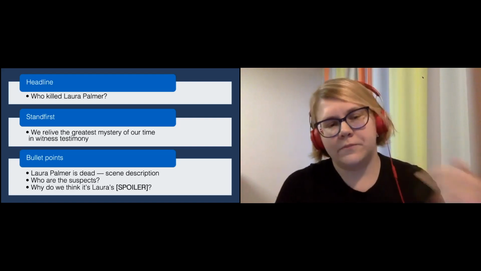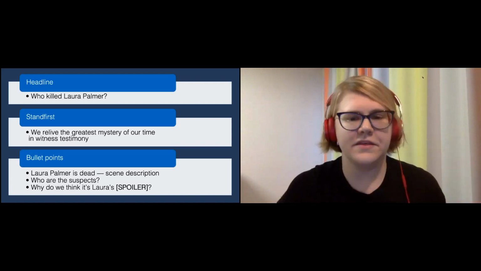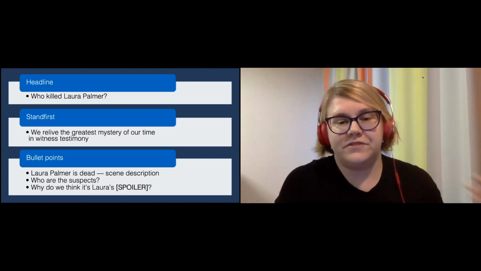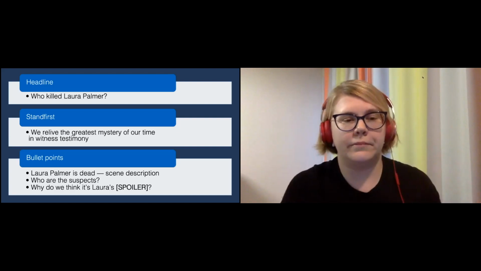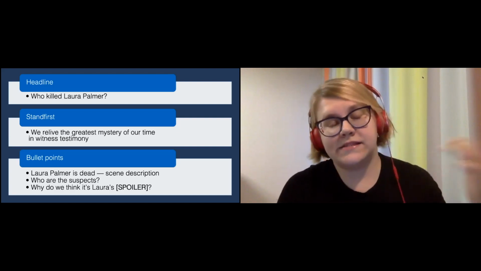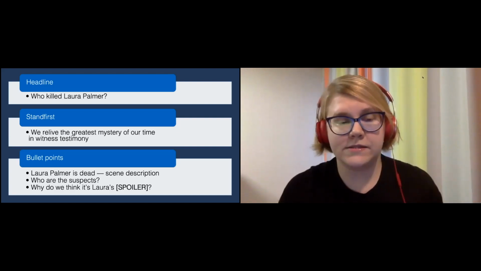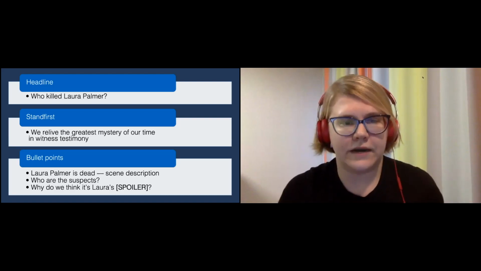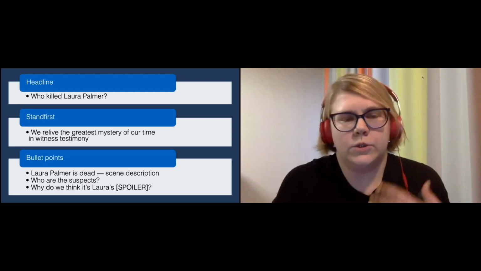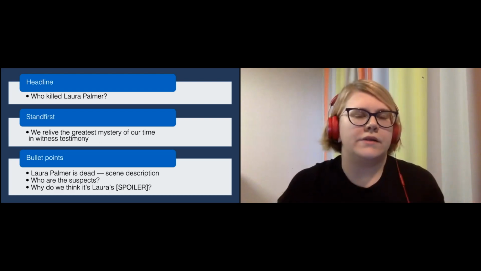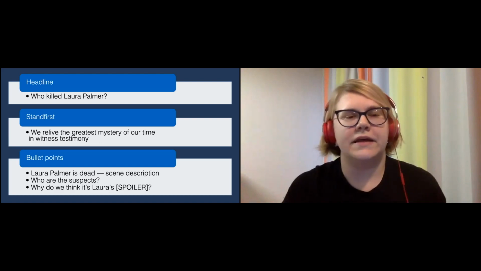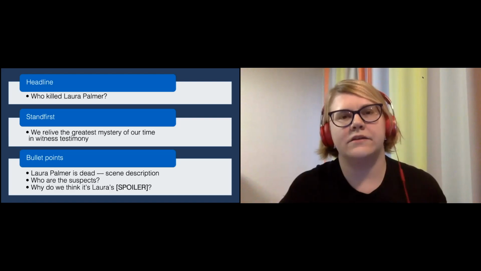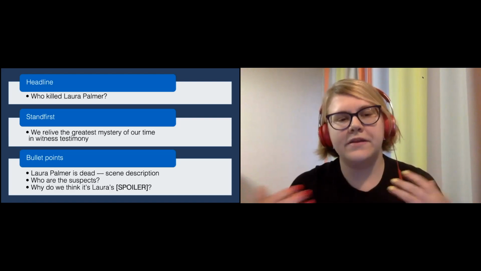And as for the bullet points, this is a bit of a mixed structure here, because we start with a brief scene description. We talk about Laura being dead. Then we add some information on the suspects. And you can see that the last bullet here is obviously the kicker, right? We're hinting at who the killer might be. So this is what it looks like, really. It's just a literal headline, a sentence that explains and elaborates on the headline, and then some bullets.